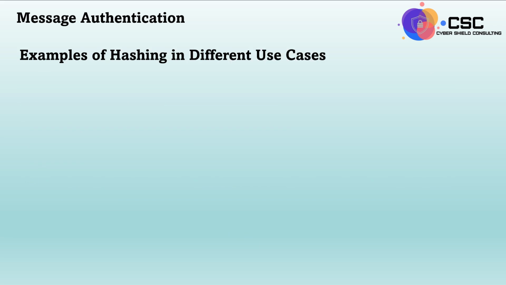Hashing is widely used in cybersecurity for many reasons, including password security, file integrity verification, and digital signatures. Let's go through real-world examples for each use case. The first use case, password storage using hashing. Instead of storing plain text passwords, systems store hashed passwords to enhance security.